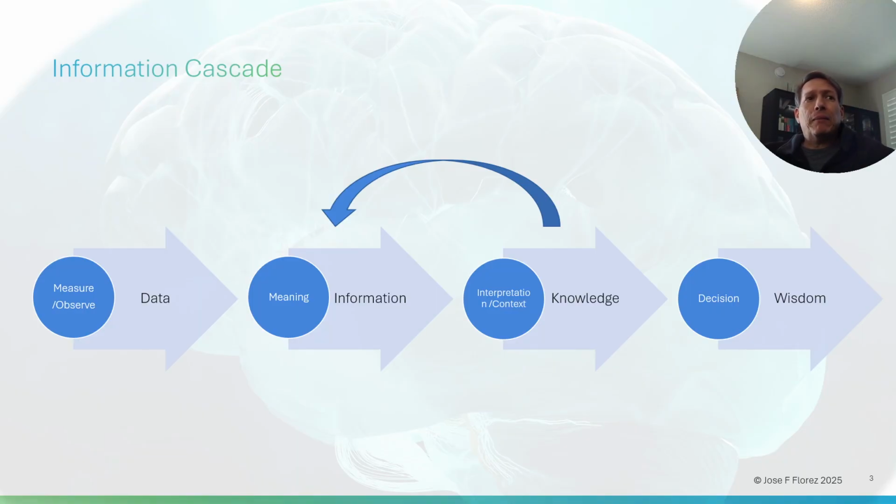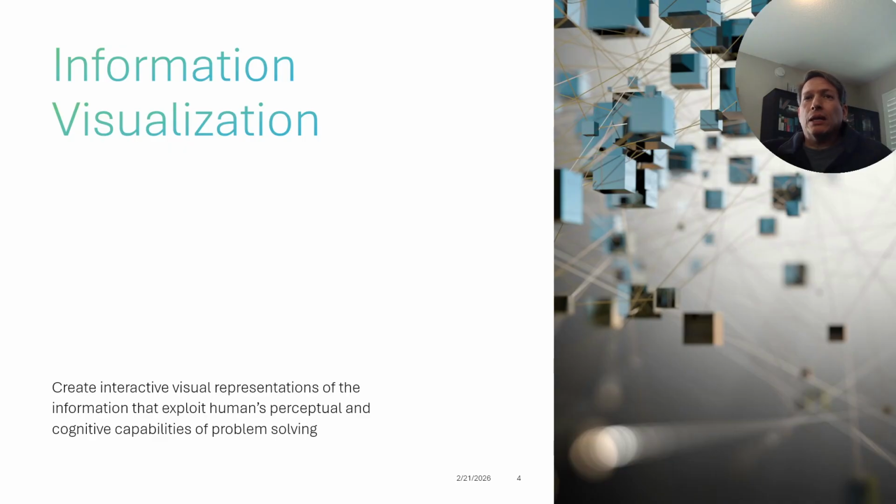But the main focus of the visualization is going to be enhancing the process of translating data, creating meaning, and creating information that is going to be useful to do something in context. Information visualization is basically the process of creating interactive visual representations of that data. We want to exploit the perceptual and cognitive capacities of us as human beings in order to solve problems.